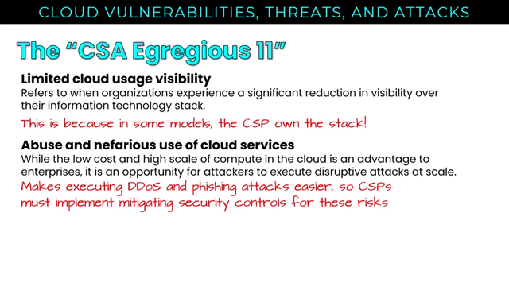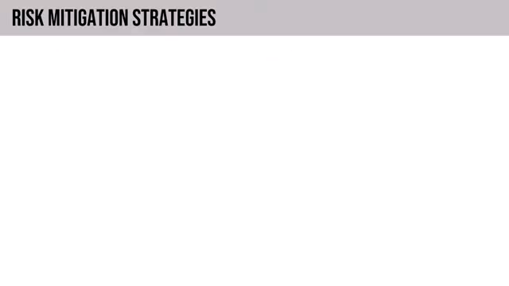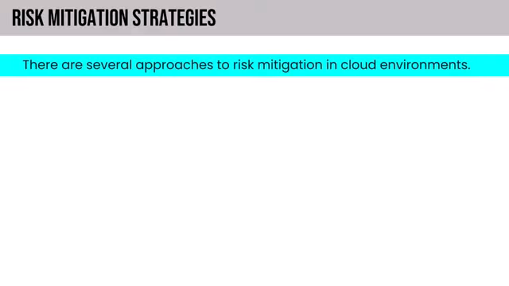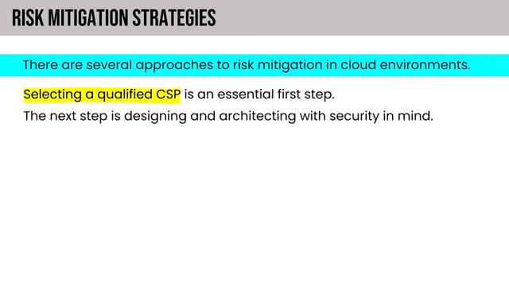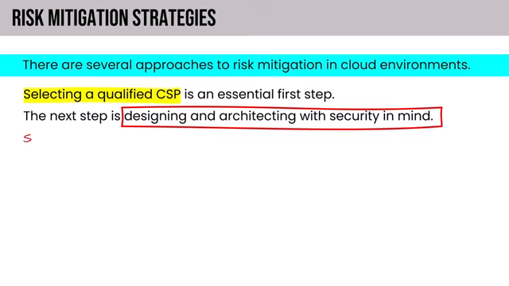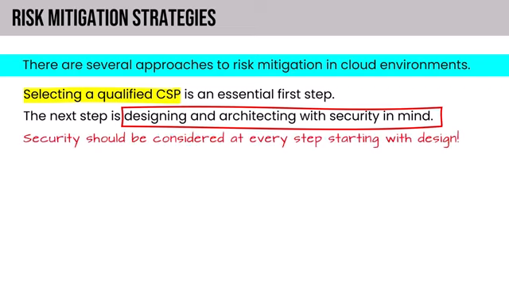Remember, CSPs are dealing with multi-tenancy at higher scale and with a more varied customer base than we are in a private cloud in a corporate environment. There are several approaches to risk mitigation in cloud environments, and the first of those is selecting a qualified CSP. The next is designing and architecting with security in mind. Security should be considered at every step, and that starts with the design process.